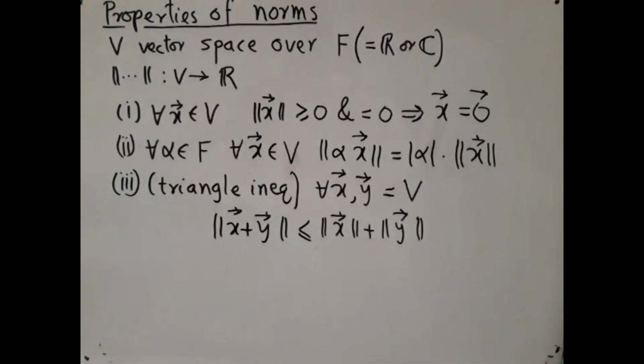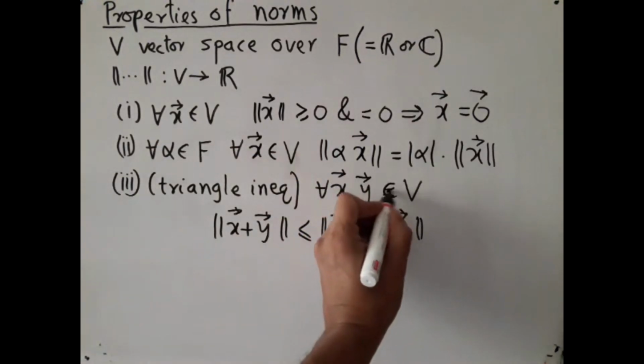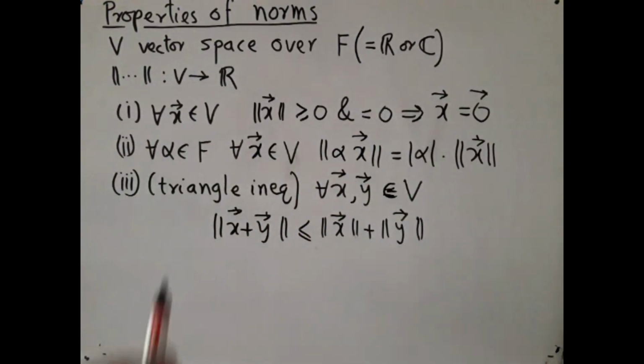The third property, which is extremely useful, is called the triangle inequality, which says that if you take any two vectors x and y in V, in that case, norm of x plus y is less than or equal to norm of x plus norm of y.